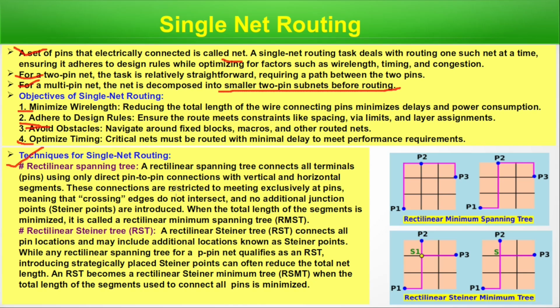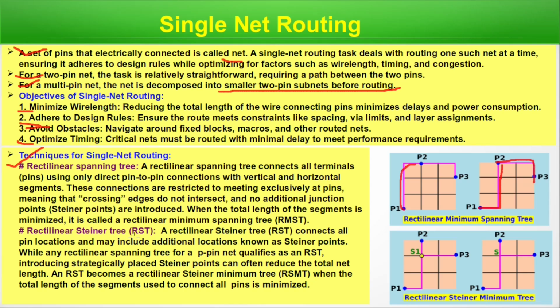Rectilinear spanning tree. A rectilinear spanning tree connects all terminals, that is pins, using only direct pin-to-pin connections with vertical and horizontal segments. These connections are restricted to meet exclusively at pins, meaning that crossing edges do not intersect and no additional junction points are introduced. When the total length of the segments is minimized, it's called a rectilinear minimum spanning tree, that is RMST. It's a direct pin-to-pin connection. There is an example: P1 to P2 is a direct connection, and P2 to P3 is another direct connection. Otherwise, P1 to P2 can be connected like this, and P2 to P3 is straight like that only.